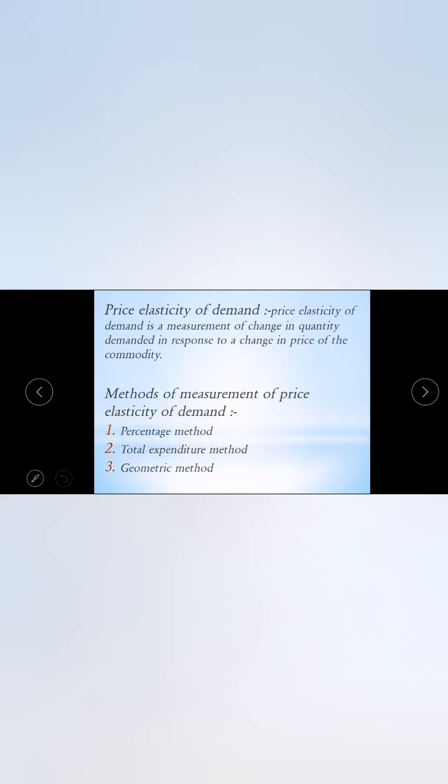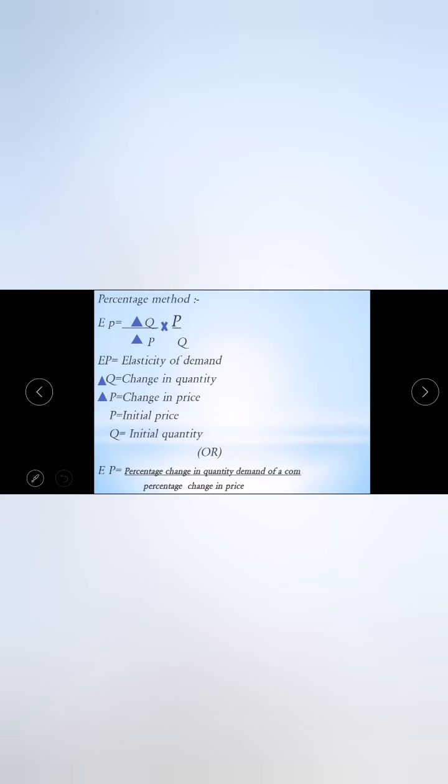Okay. Next we'll see methods of measurement of price elasticity of demand. First is the percentage method, then the total expenditure method, and last is the geometric method. First we'll see the percentage method.